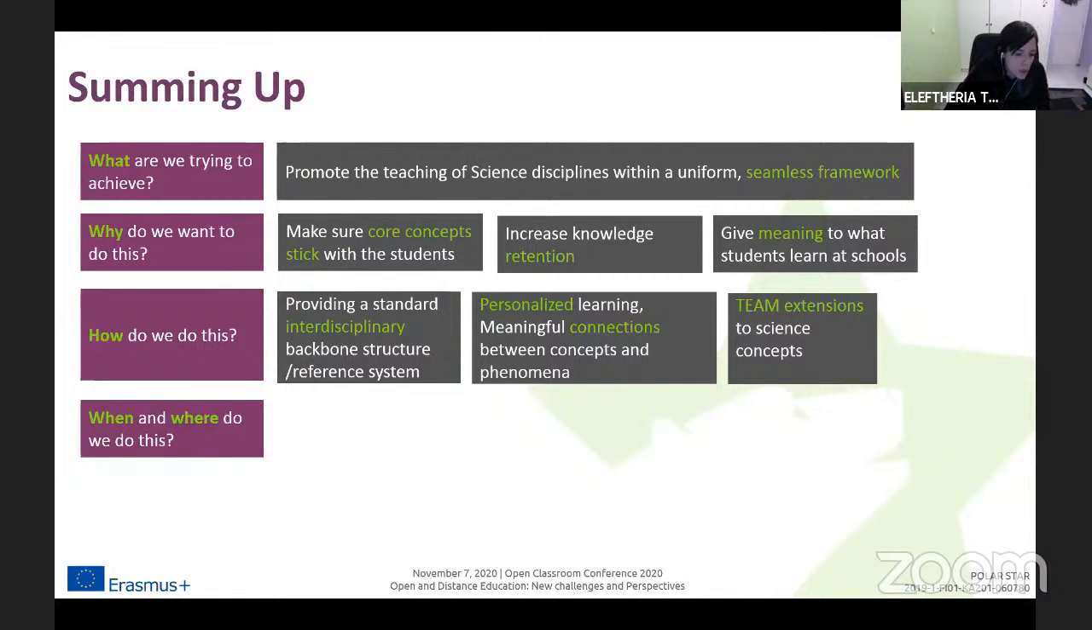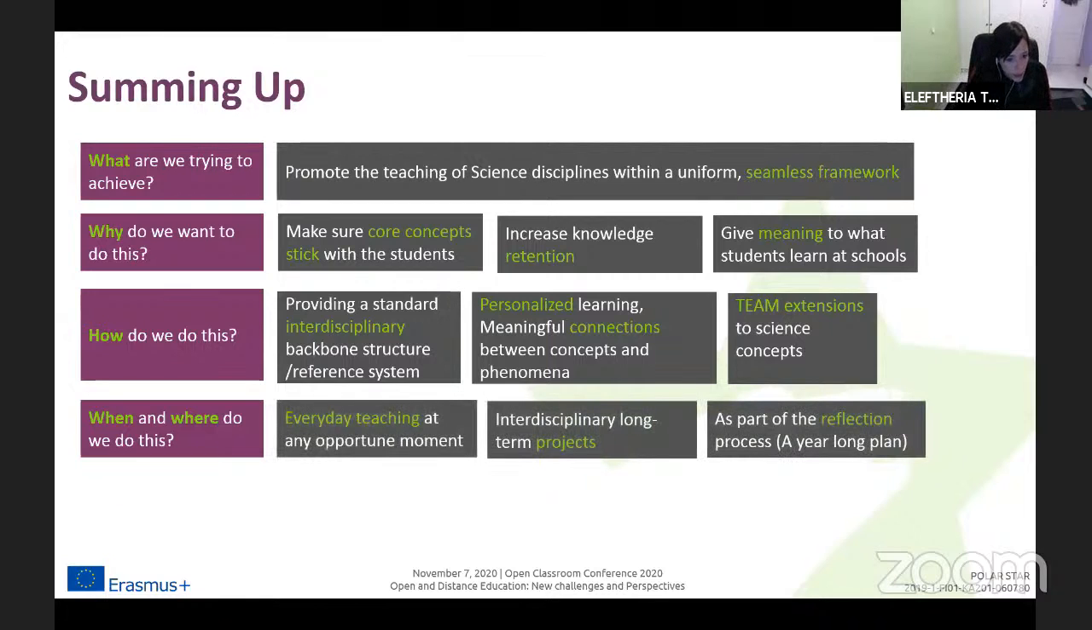When and where can you use this methodology? You can use it in everyday teaching. You can deploy it to start building interdisciplinary projects, and the science and the STEAM education part of the Polar Star methodologies focuses exactly on that. As soon as you realize what your interdisciplinary project is going to be about, how to build it effectively. And through the knowledge map, you can also use our methodology in a whole year-long plan and use it as a reflection process for your students, so they can keep going back to what they're learning in a meaningful way.